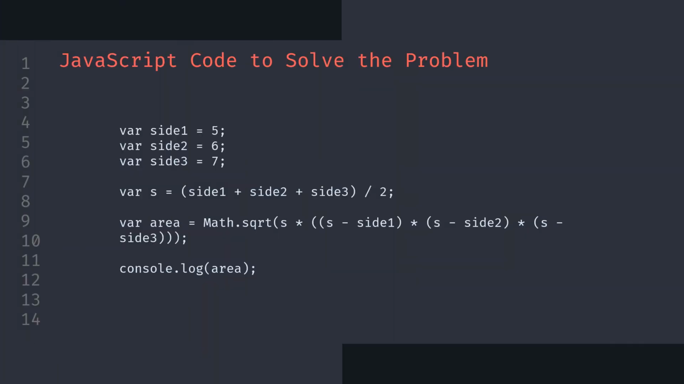Here's the JavaScript code to solve the problem. First, we define the three sides of the triangle. Then we calculate the semi-perimeter, which is the sum of the sides divided by 2. Finally, we use Heron's formula to calculate the area and log the results into the console.